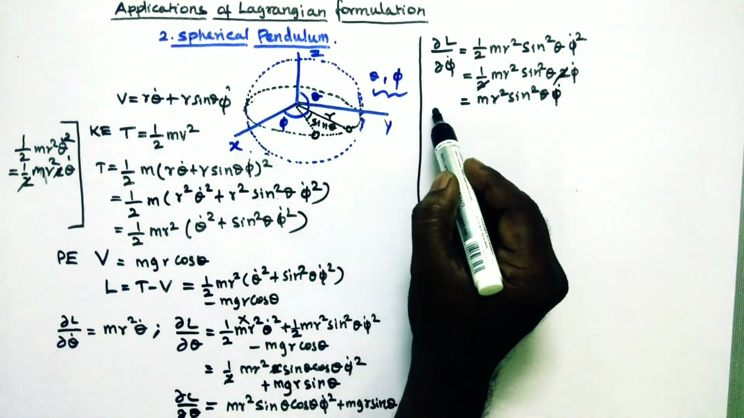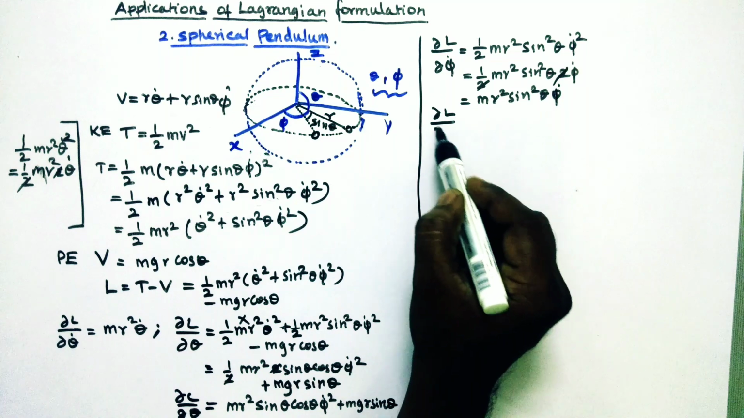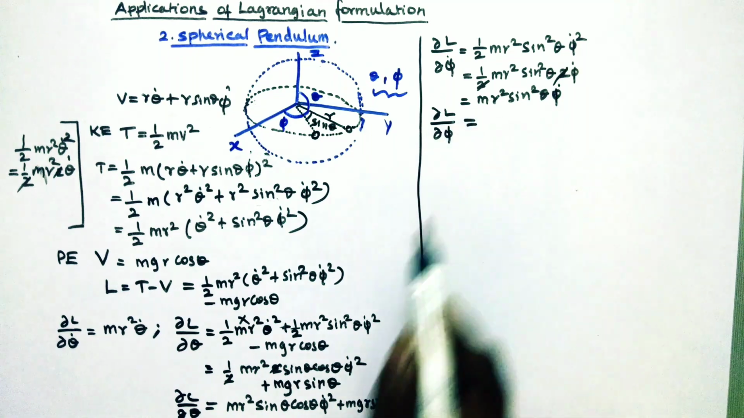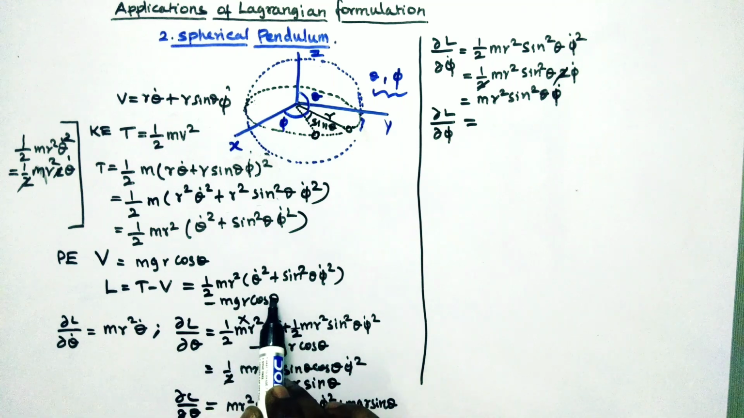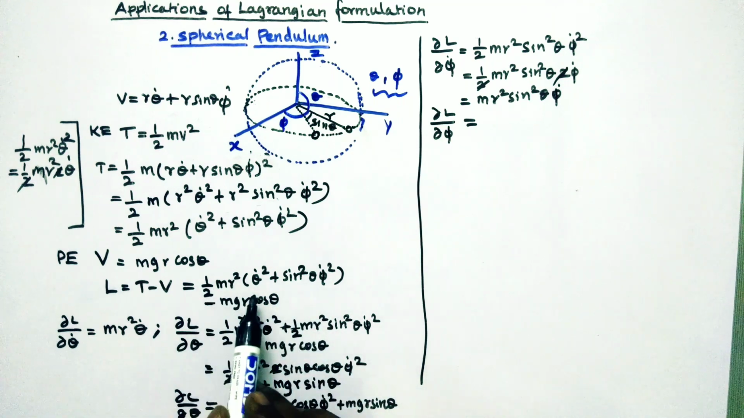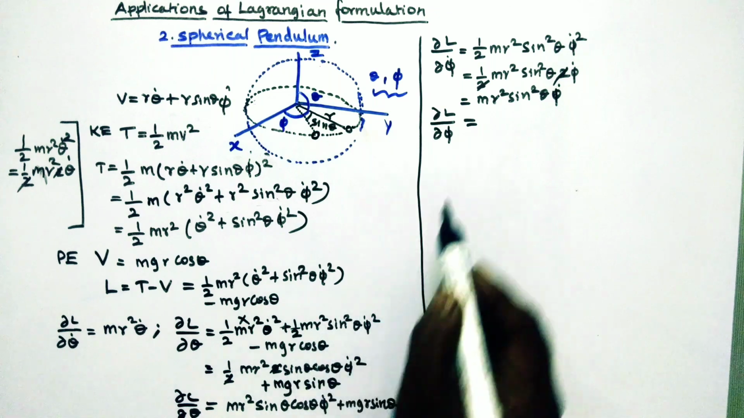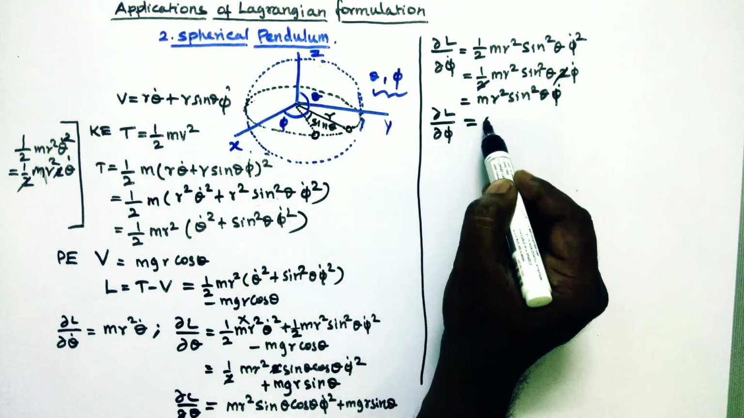And then we have to write ∂L/∂φ. There is no phi in this equation, so all terms are cancelled. Therefore ∂L/∂φ is 0.